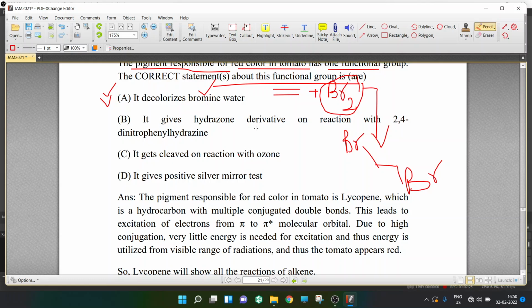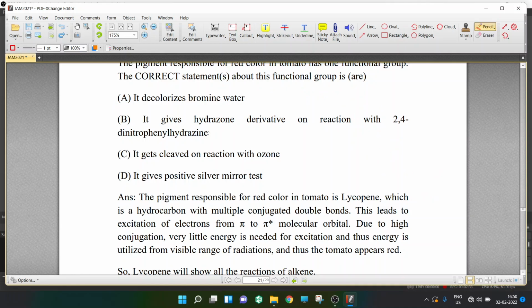Second is, it gives hydrazone derivative on reaction with 2,4-dinitrophenylhydrazine. This is a specific test for carbonyl group. It will be given by both aldehyde and ketone. So this is the aldehyde or ketone, either of them. If you react with 2,4-dinitrophenylhydrazine, so NH2 is there, followed by NH.